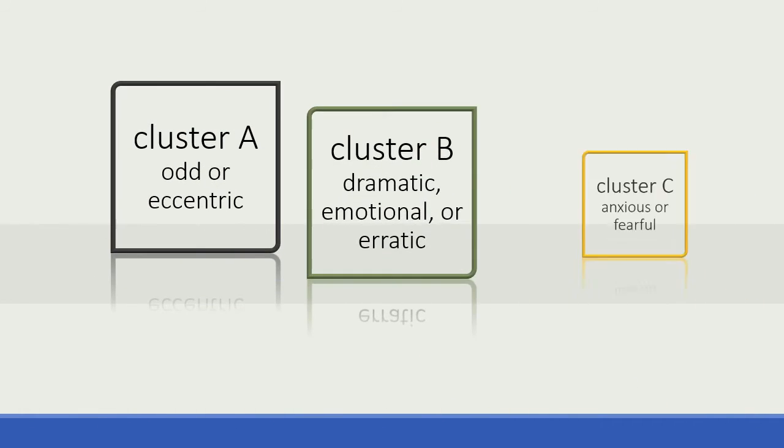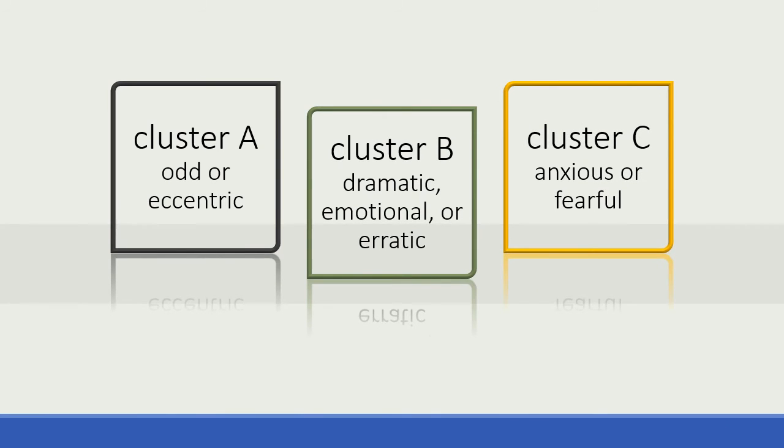As I just mentioned, the DSM-5 retained the categorical model, which has a clustering system. These three clusters help clinicians and researchers. The 10 diagnoses we'll look at fall under one of the three clusters. Cluster A refers to odd or eccentric behaviors. Cluster B, dramatic, emotional, or erratic behaviors. And Cluster C, anxious or fearful behaviors.